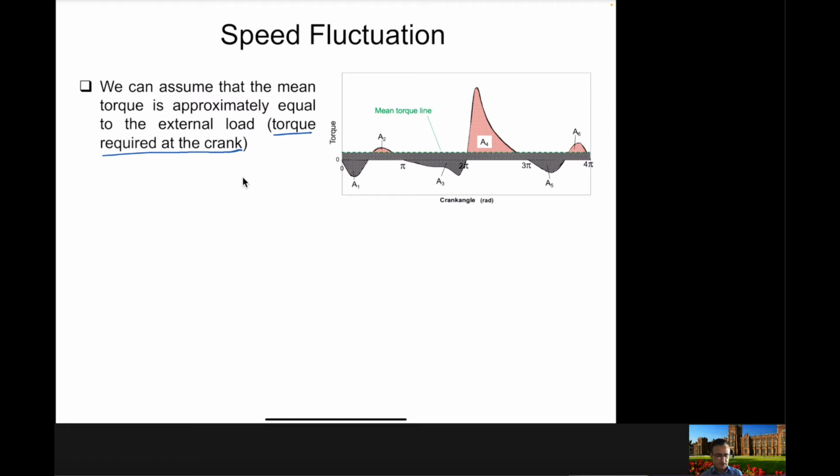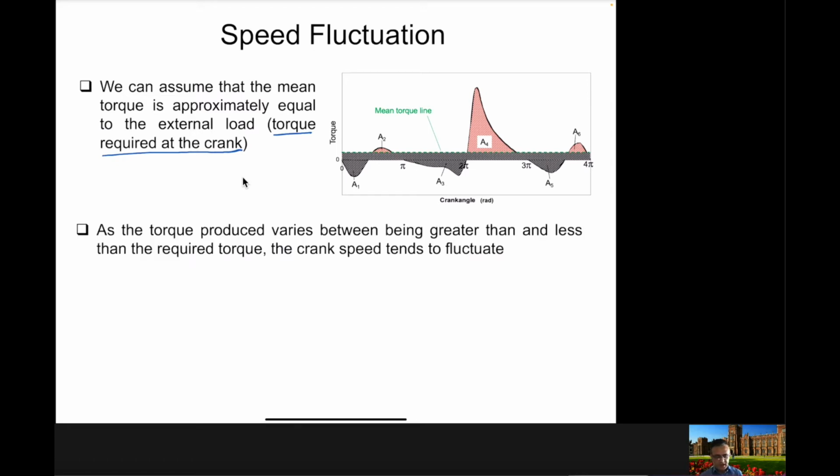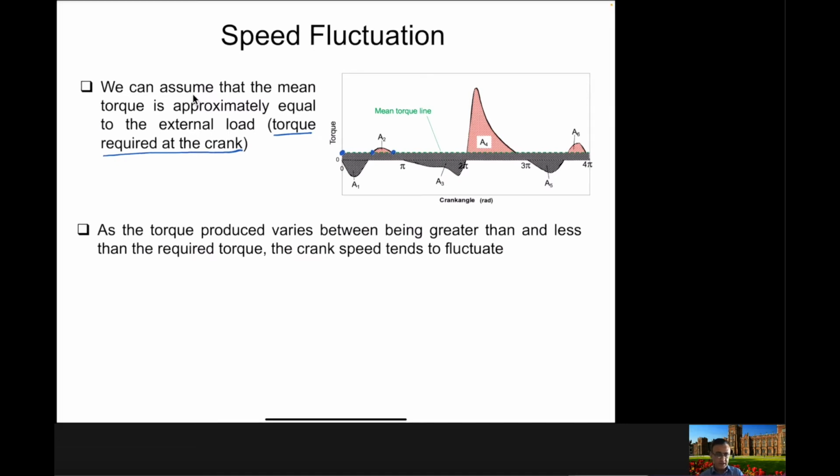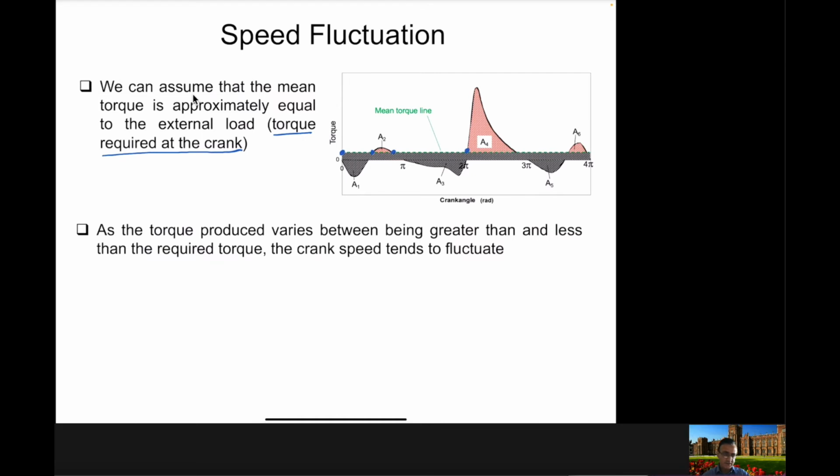It's changing over the cycle. So what will happen is that the torque produced varies between being greater than and less than the required torque. So the crank speed tends to fluctuate. As you can see in this case, from this point to this point here, the actual torque is less than the required torque. Now from this point to this point, the actual torque is higher than the required torque, and similarly from this point to this point, again the actual torque is less than the required torque.